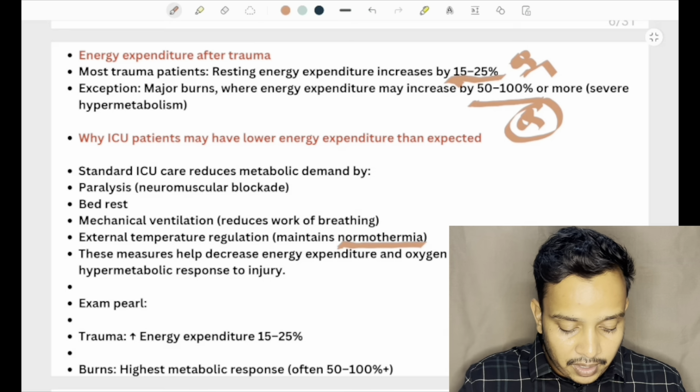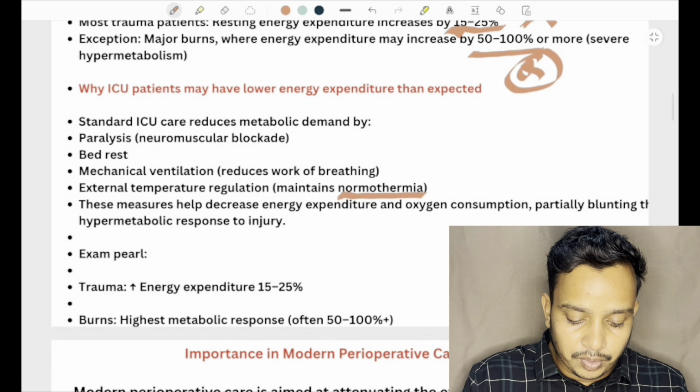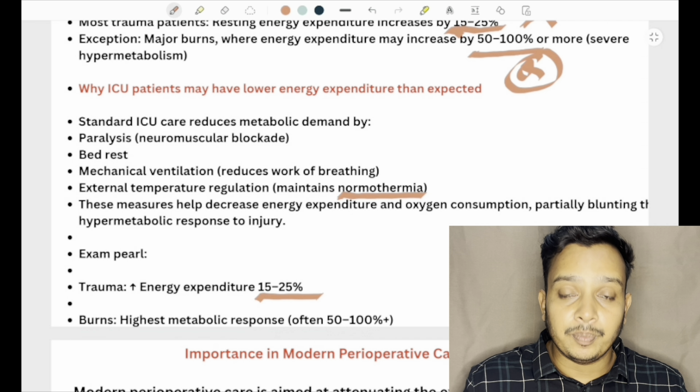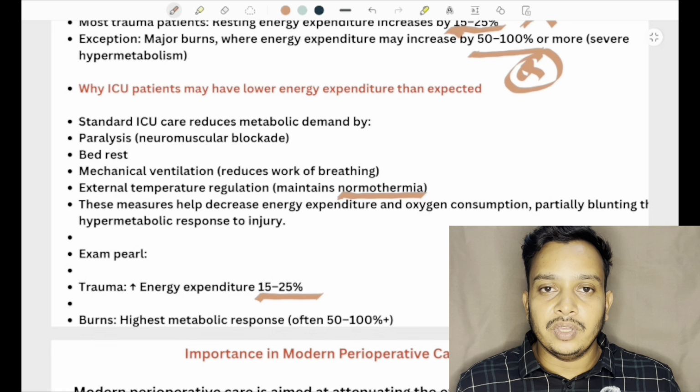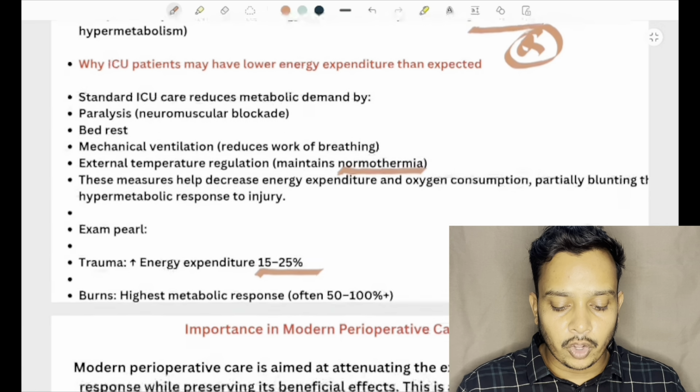All these are measures to keep the hypermetabolic state in check. Basically, in trauma, energy expenditure will increase up to 15 to 25%, and remember that burns have the highest metabolic response, up to 50 to 100%. We keep the patient in the ICU just to control this hypermetabolic state to a normal level.